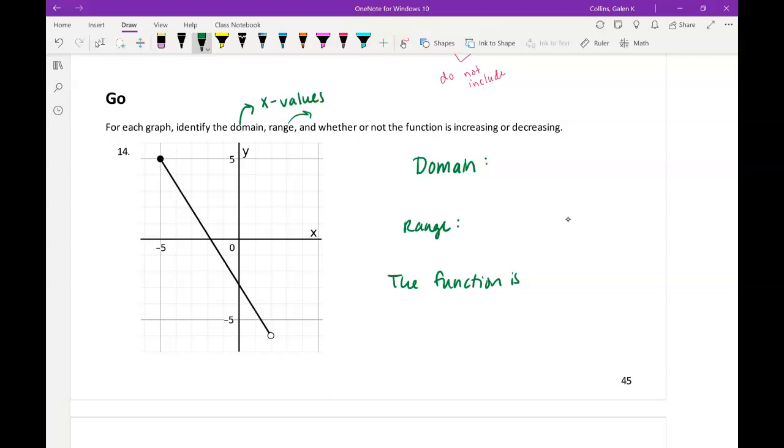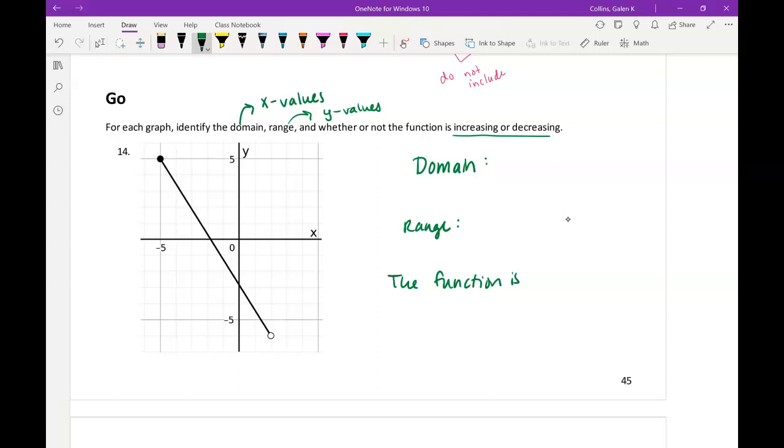Your range is similar, but for your y values. So the range of values where your y values take place, I suppose. And lastly, whether or not the function is increasing or decreasing.